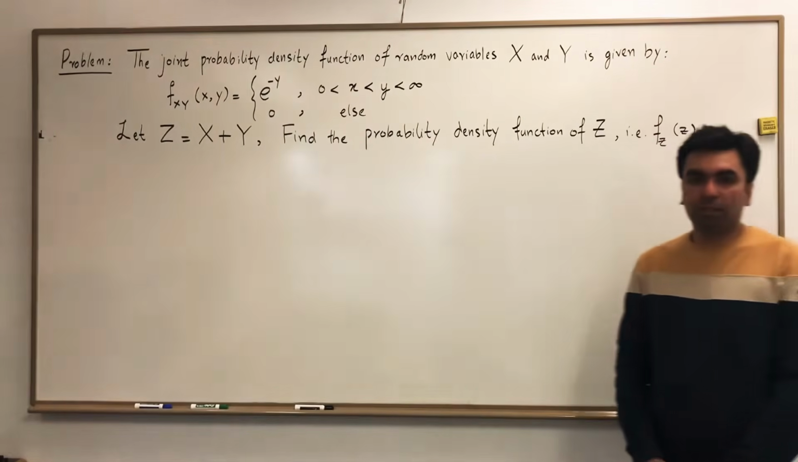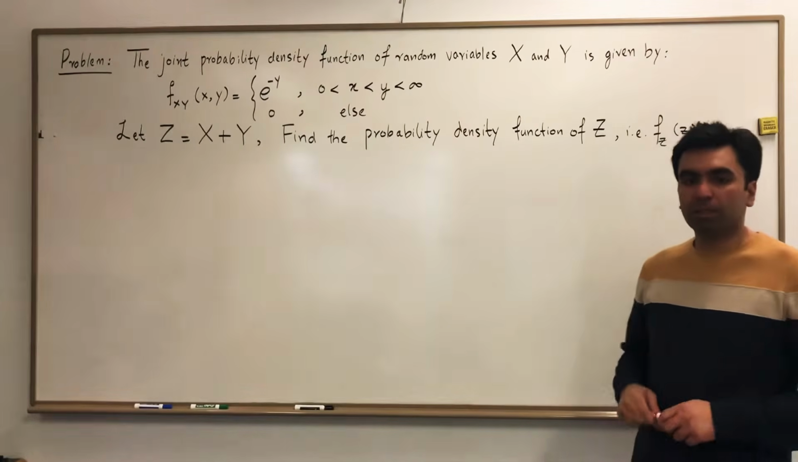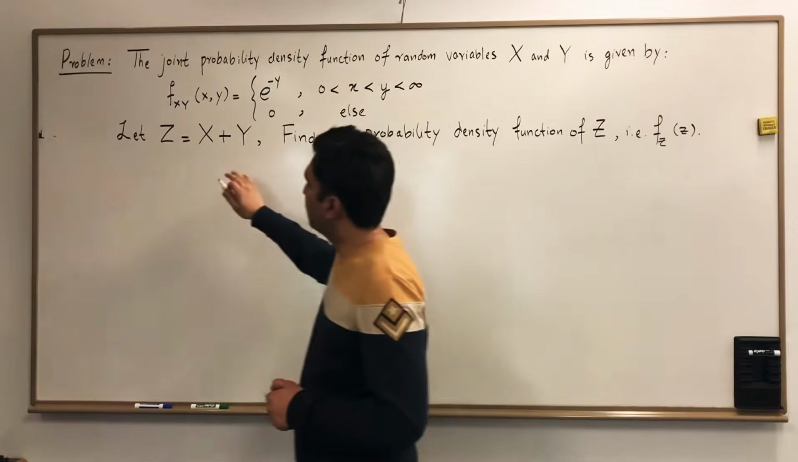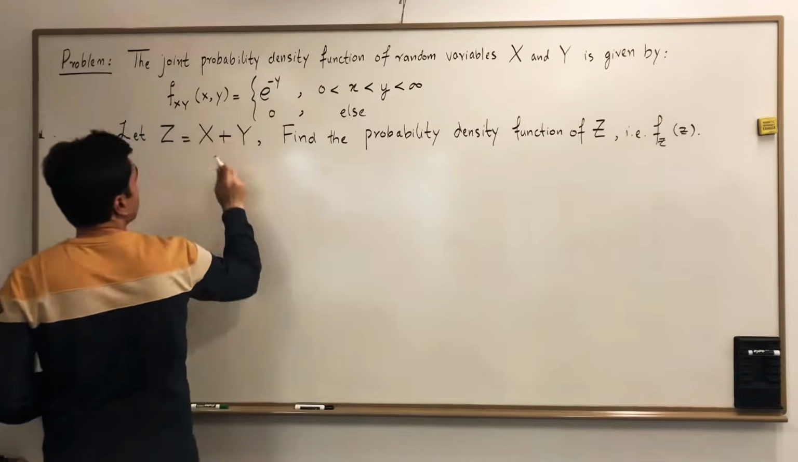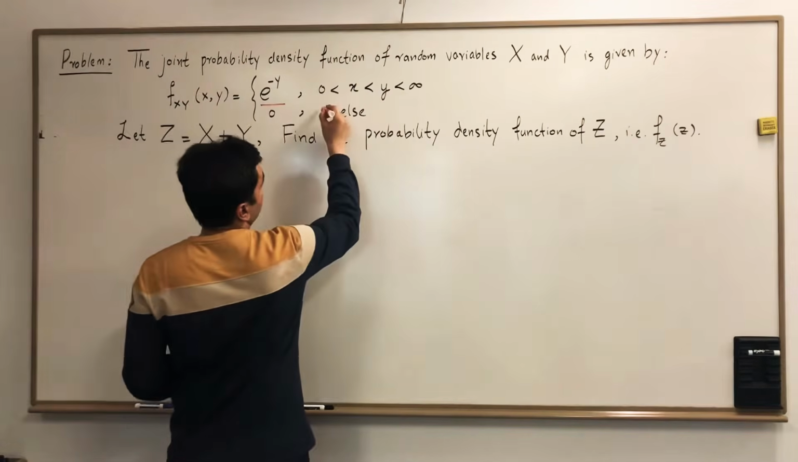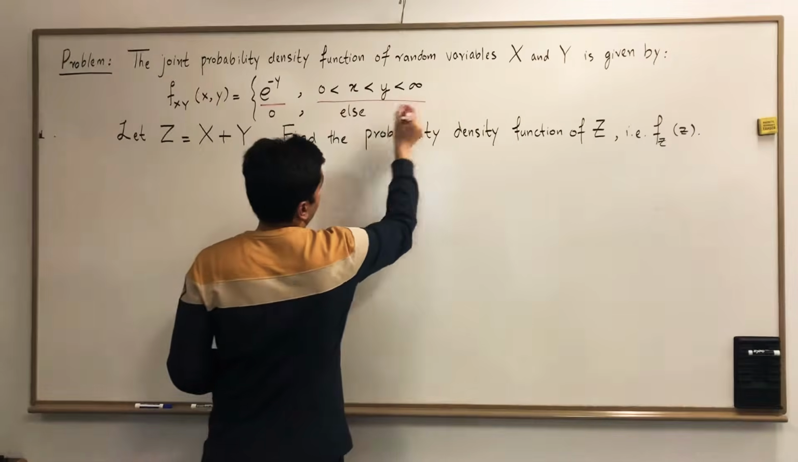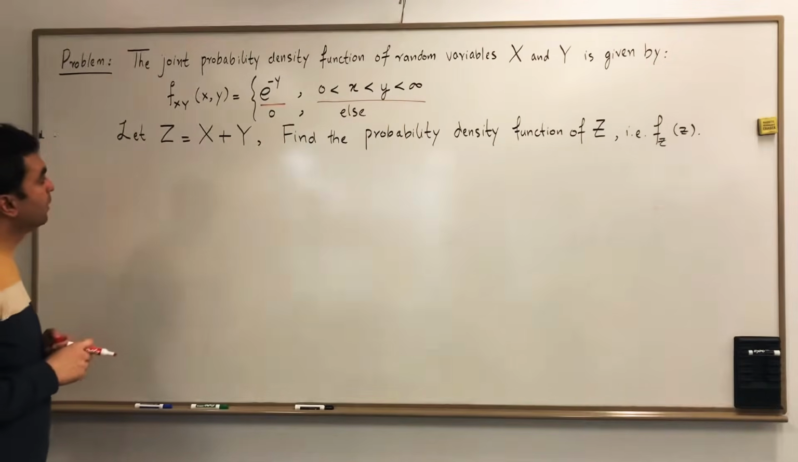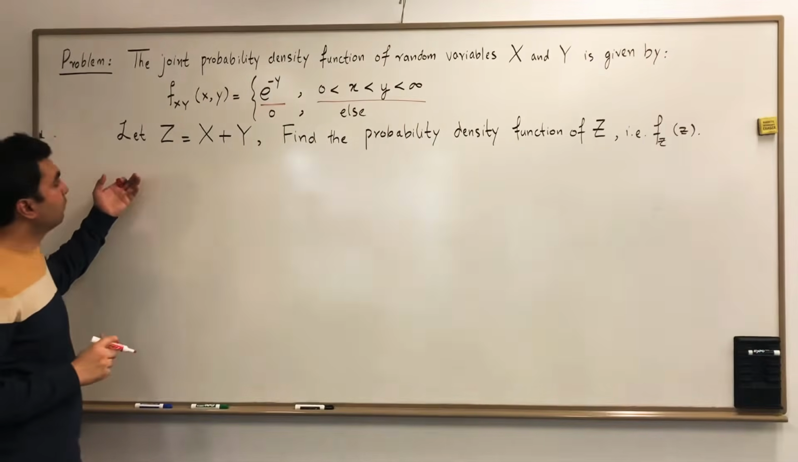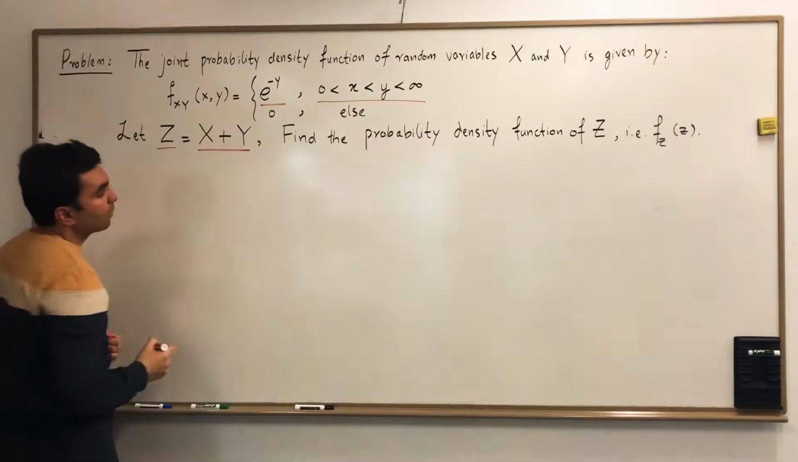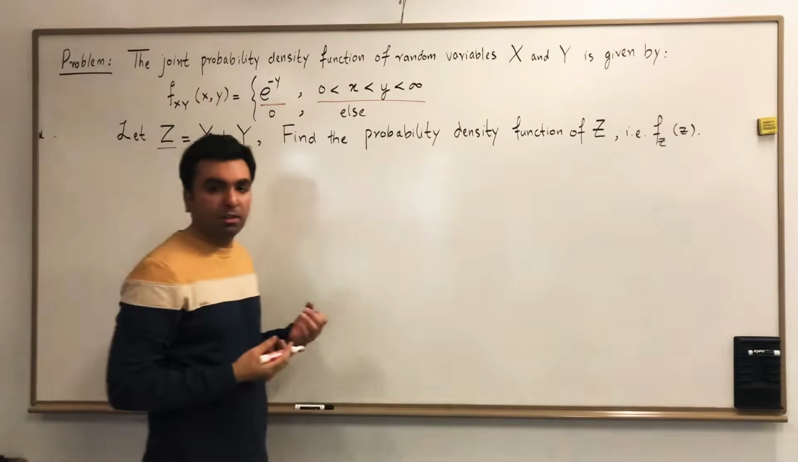Okay, so in this problem, we have two random variables x and y, which are jointly distributed according to this density function f_XY equals e to the negative y in the region where y is bigger than x and both x and y are positive. And we define a new random variable z, which is x plus y, and we want to find the density function of z.